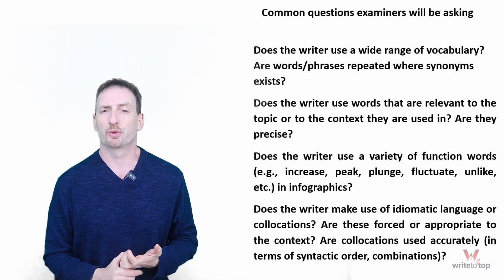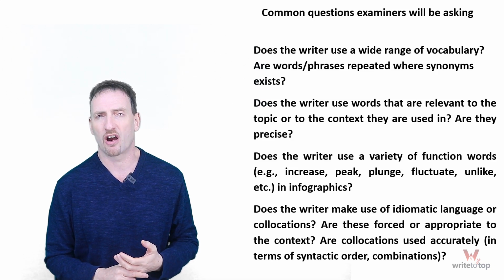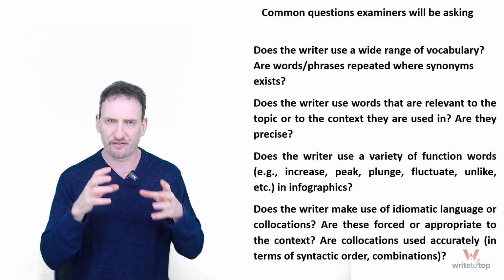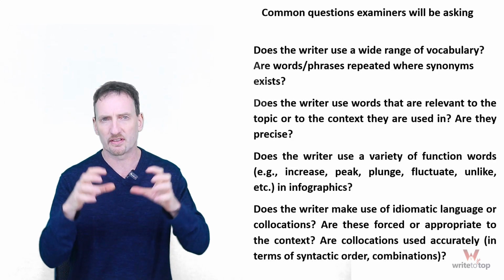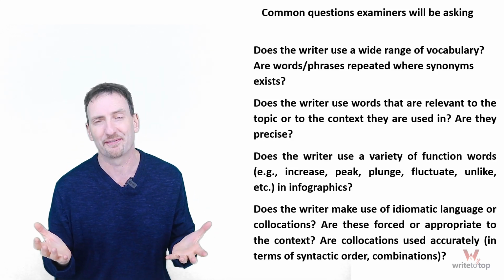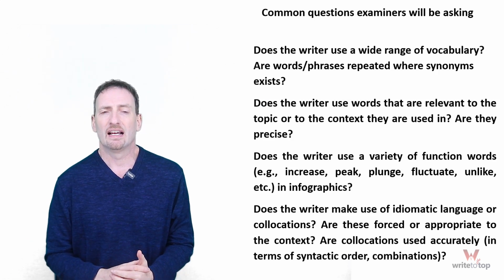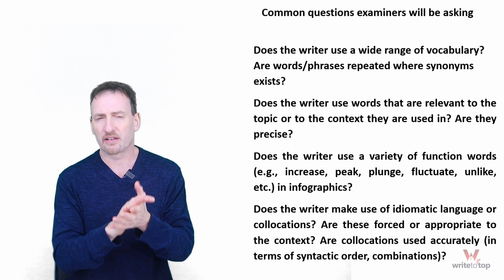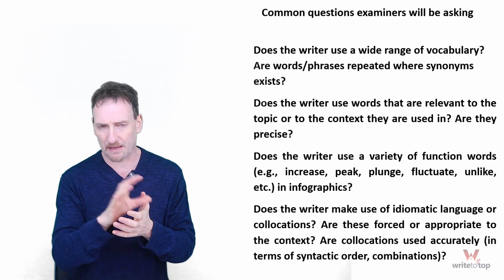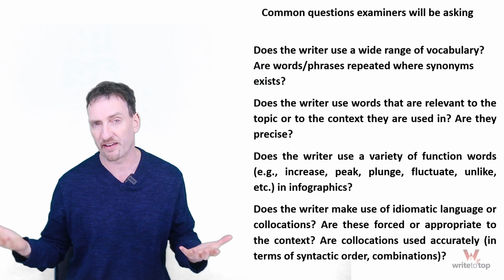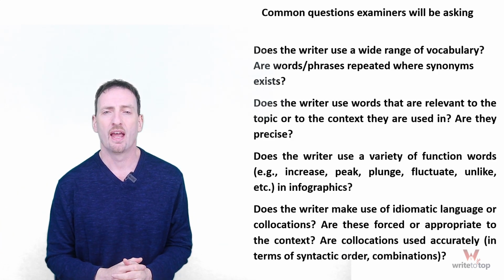Does the writer use words that are relevant to the topic or context? They want to see some precision. If you're talking about the environment, do you have certain words that are used to talk about the environment? That's basically what this means. That's what precision means. Another thing about precision comes to the wordiness: can you use one word to avoid having to use 5 words to explain something?